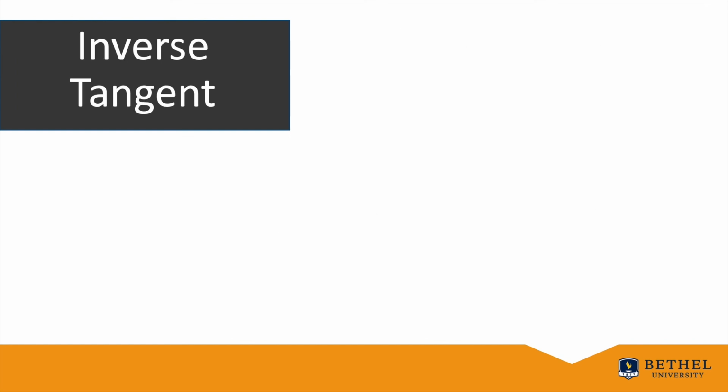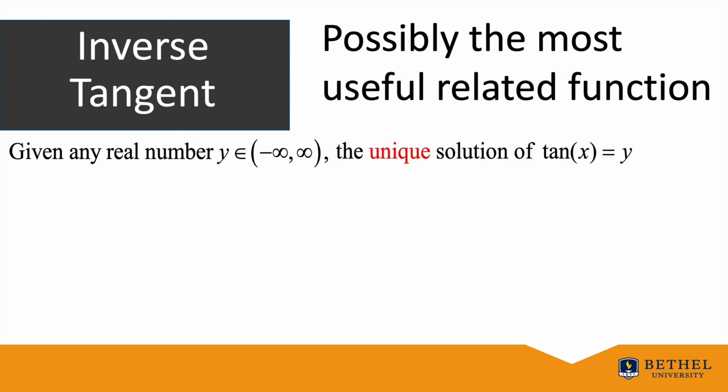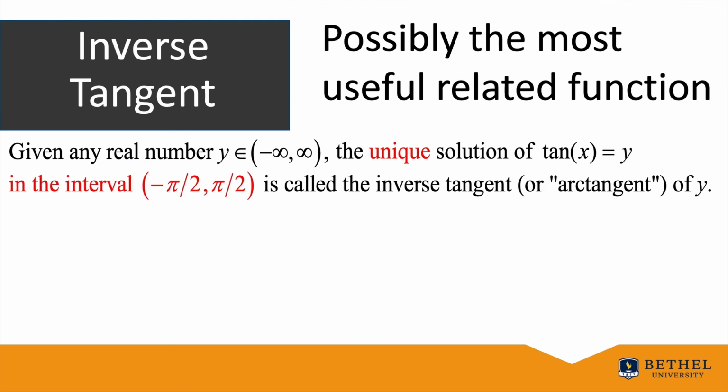The inverse tangent or arctangent function is possibly the most useful related function in all this. Given any real number y at all, written y is in the interval from -infinity to infinity, the unique solution for x in the equation tangent of x equals y, that is in the open interval from -π/2 to +π/2, is called the inverse tangent or arctangent of y. x equals inverse tangent of y will never equal one of those endpoints, though it can get arbitrarily close to them.